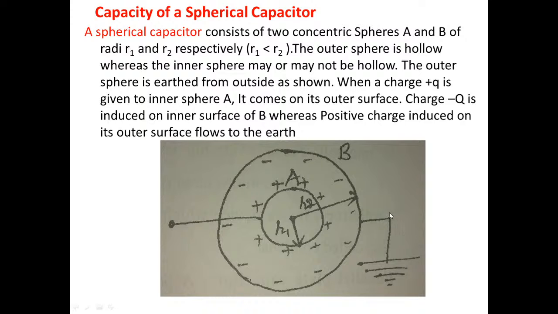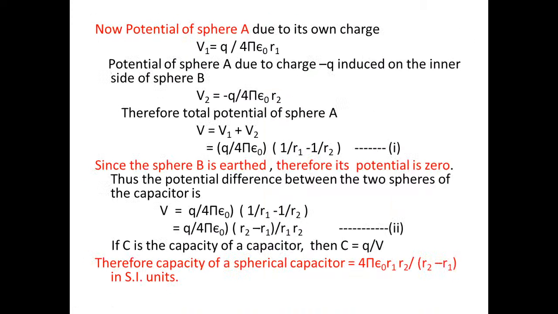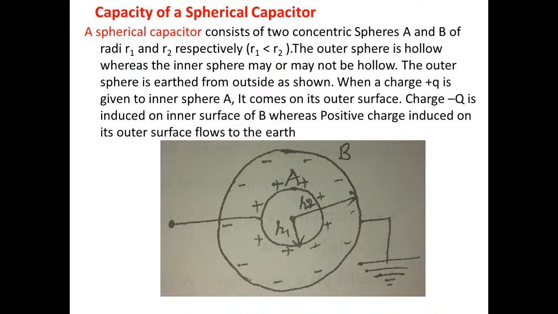So, the same way, first of all we will find the value of potential due to sphere A and potential due to sphere B, then total potential will be equal to V1 plus V2. Then if V is the total potential, C will be equal to Q upon V. So using this formula we will find the capacity of the spherical capacitor.